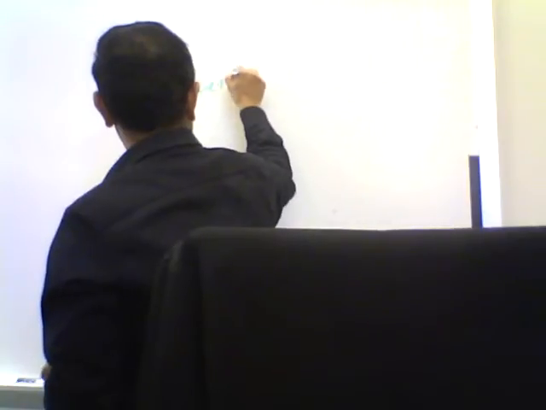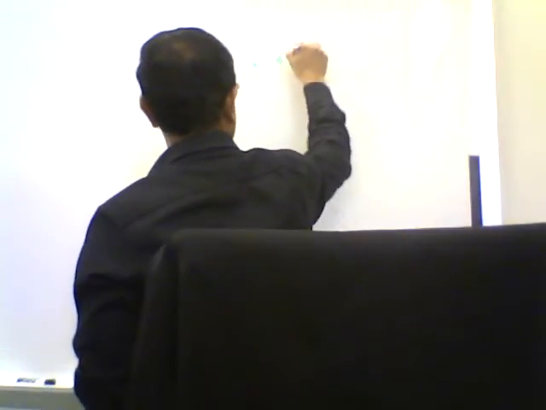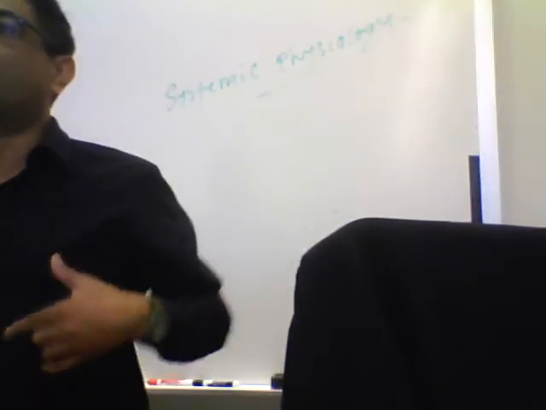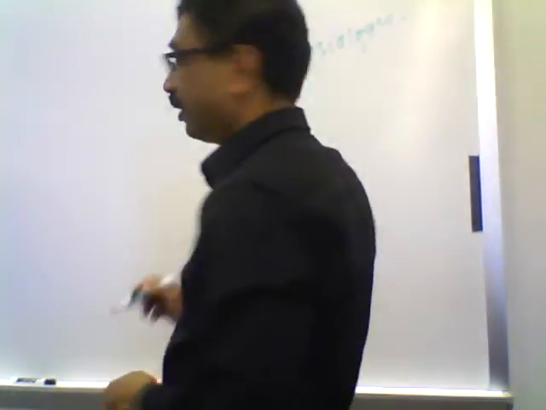One is systemic physiology, same as systemic anatomy. If you want to study the functions of only one system, cardiovascular system or nervous system, it's systemic physiology.